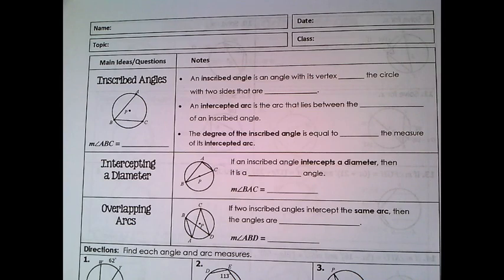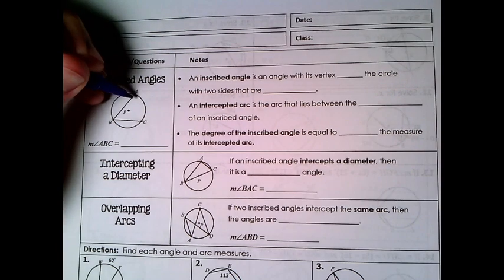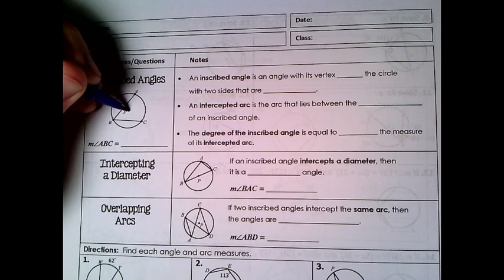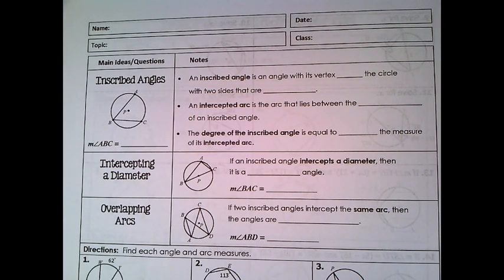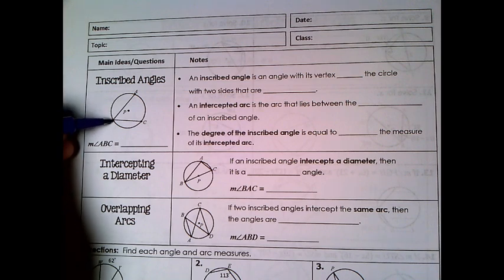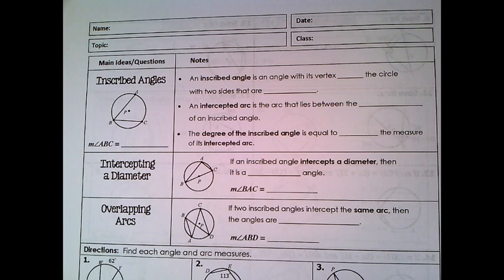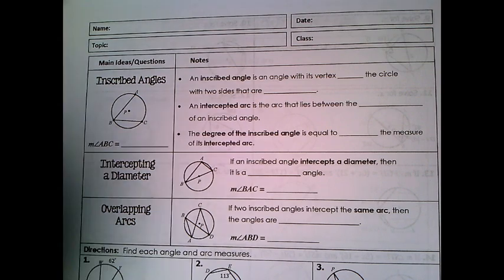Okay, we are on to our next section, inscribed angles. So we've talked about central angles, and central angles are angles that go onto the arc and then touch in the center. But today we're going to do inscribed, and inscribed is where they touch somewhere on the circle, the vertex.